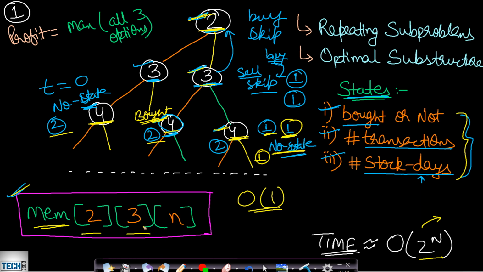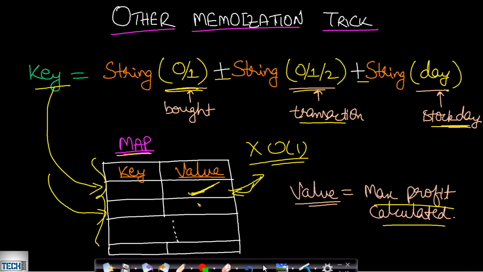In the previous case I had said that this memoization array, which is of integer type, will be O(1) since this is an array. Now in this case, the string operations will at least take order of length of string for adding them, and after that in the map you will have to search for the key. So in the best case this will be O(1), and after that you will be fetching it.